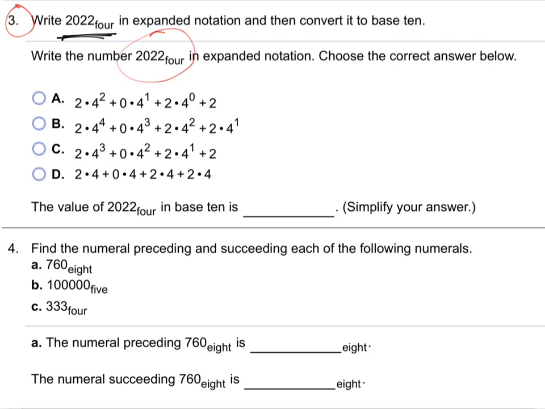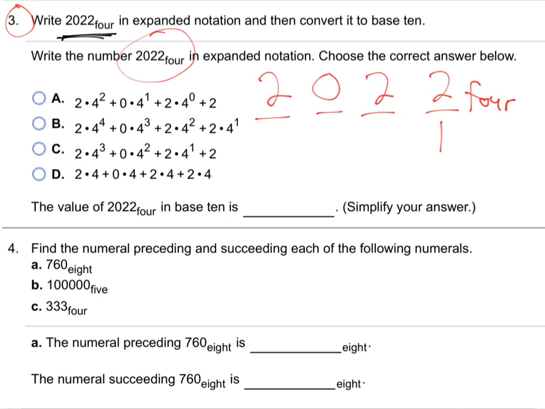So 2022 base 4. That's base 4, spelled F-O-R-E, that they're writing there. That means this is a base 4 number. It's not a base 10 number. It's not, like we would normally think, 2022. So what is it then? Well, let's do the same thing with base 4 that we normally do with base 10.